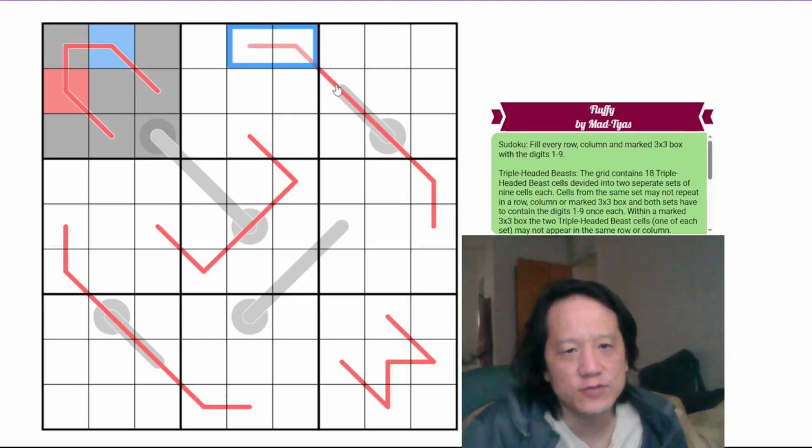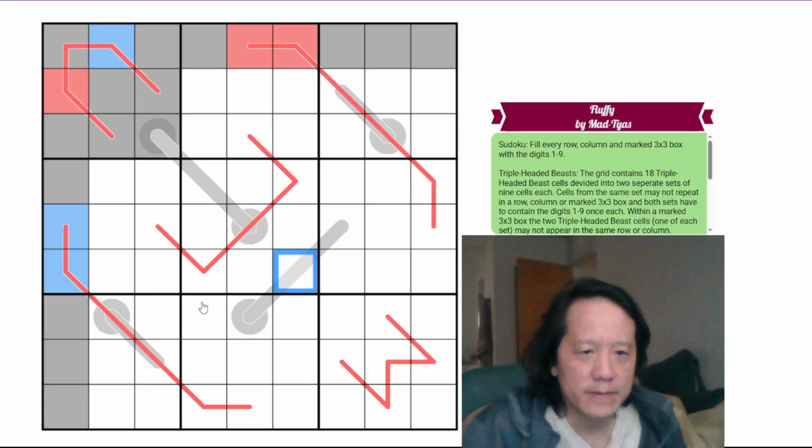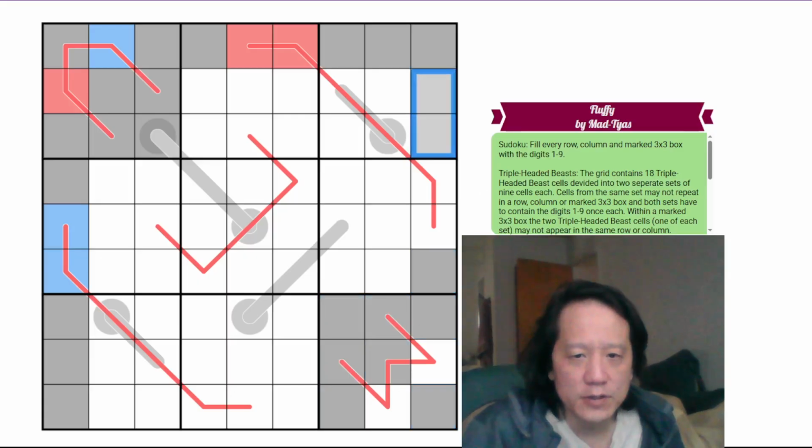So any difference of 2 has to have at least one triple-headed beast in it. So this must have one. It's red, which means the rest of the row cannot have triple-headed beast. This must be blue, which means the rest of the column cannot have triple-headed beasts. And we have similar things here. And I remember, yeah, so similar things here. So that means these cannot be triple-headed beasts. These cannot be triple-headed beasts.